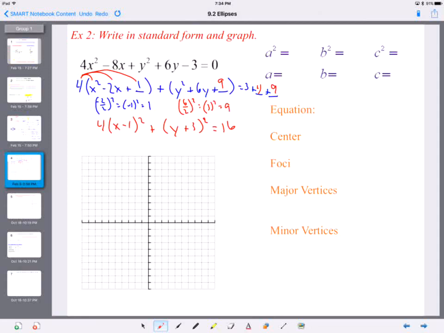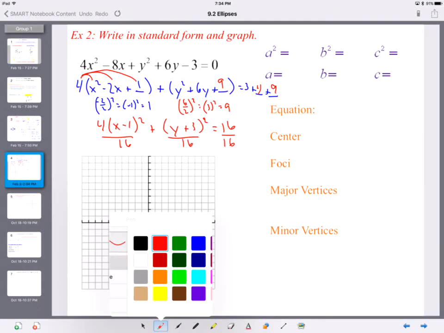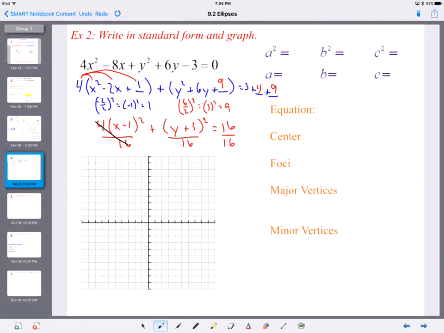Now this looks similar to a circle, with an ellipse, because those coefficients are different in front of your squared terms, this 16 needs to be a 1. So how do we make this 16 a 1? We divide by 16. And you simplify that. So 4/16 reduces to 1/4. This one can't reduce, and then this one will reduce to 1. So your equation, when you're all said and done, will be x minus 1 squared over 4 plus y plus 3 squared over 16 is equal to 1.